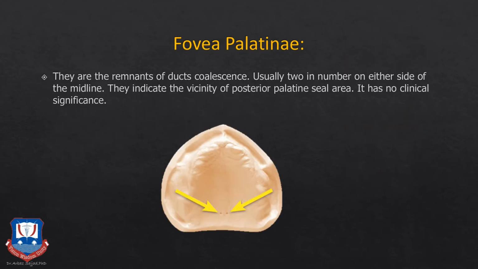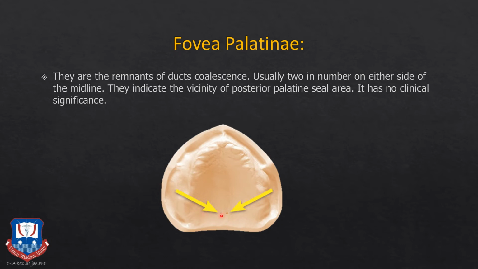The next structure, as I mentioned, was the fovea palatinae. They are basically useless structures, but the one significance they have is that they are sometimes helpful in determining the posterior palatal seal, especially in palates which are very shallow or extremely resorbed. It is not easy to differentiate between the hard and the soft palate. That is where they come in.